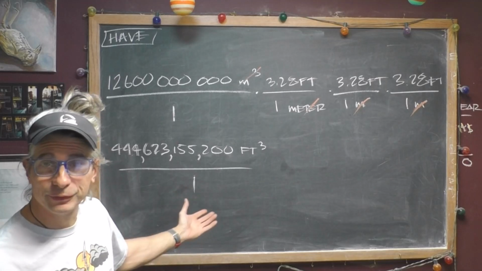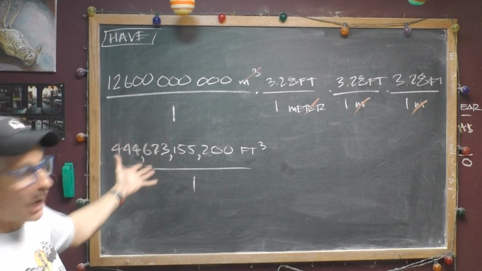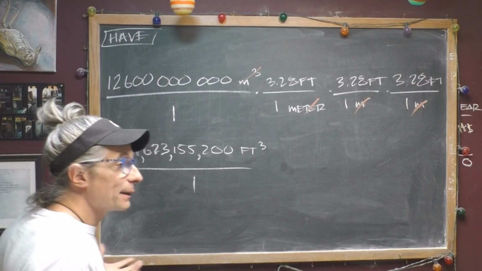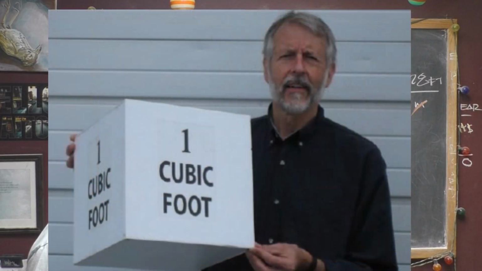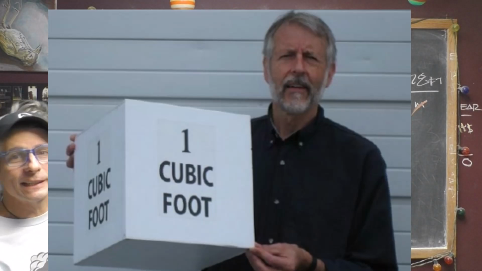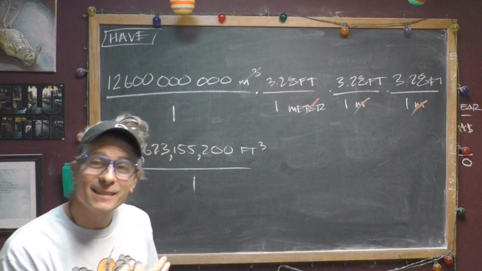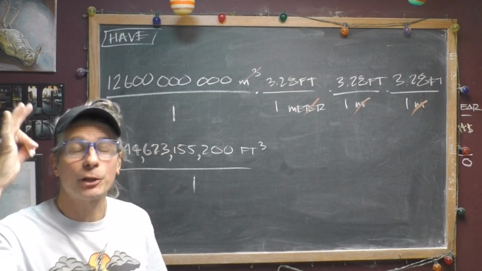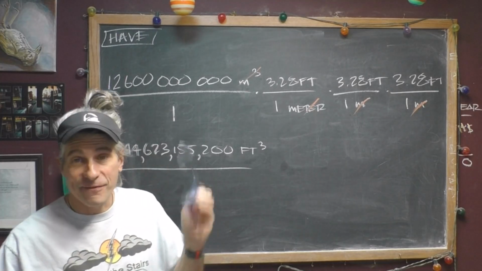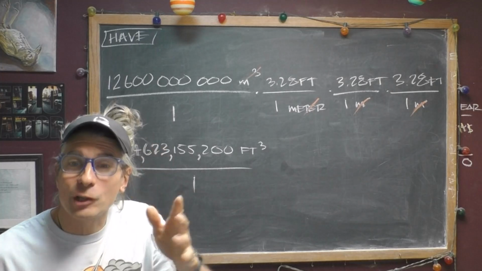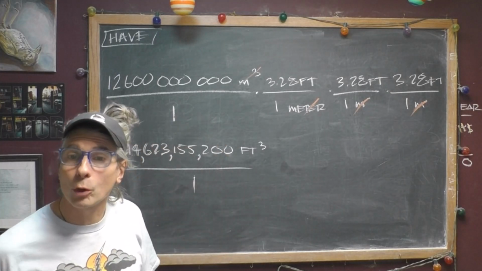This doesn't help. This doesn't help at all. Because I know what a cubic foot looks like. It's about yay. But I can't envision almost 500 billion of them. Okay, enough screwing around. We're going to convert this to cubic miles. Now, a cubic mile is a vast thing. We'll come back to that in a second. But the conversion is going to knock this number down to something that's more meaningful.